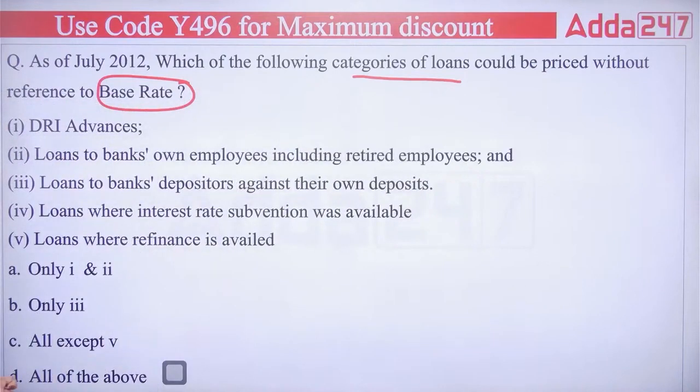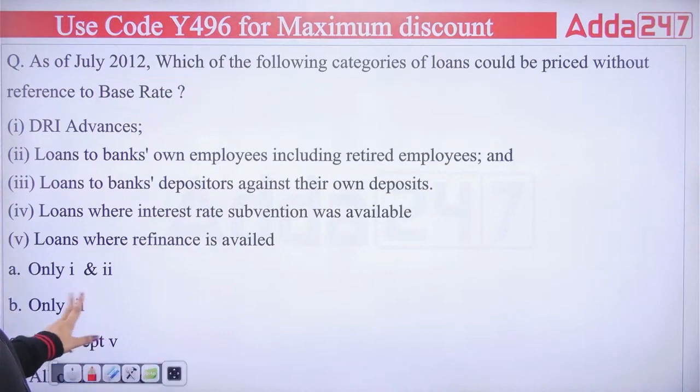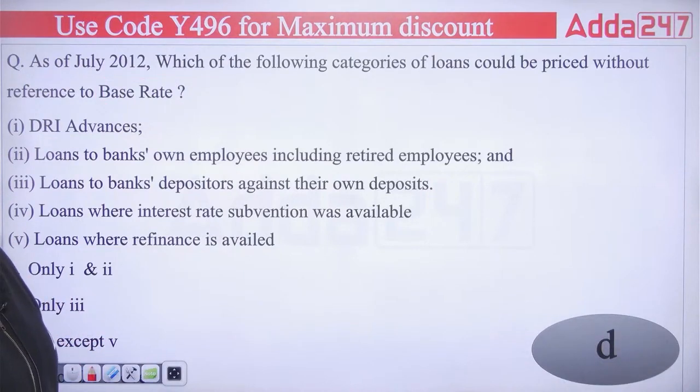And the right answer is all of the above. All of these loan categories could be priced without reference to the base rate as of July 2012. So the right answer is D.